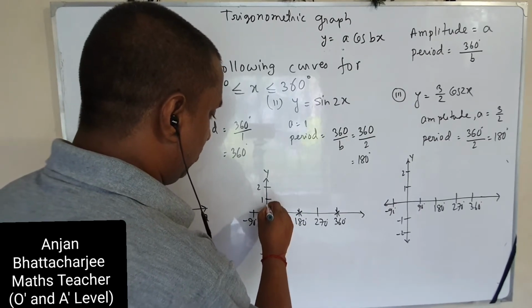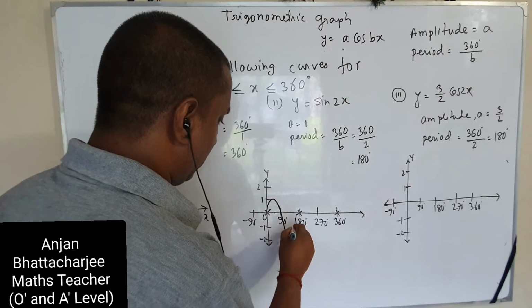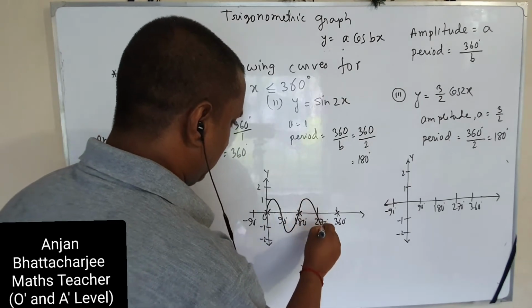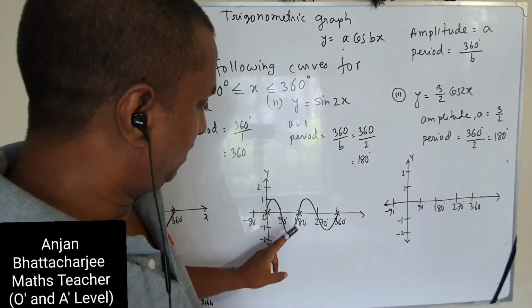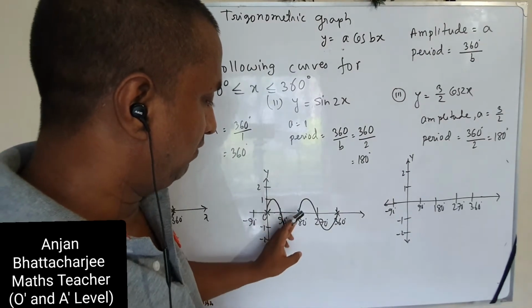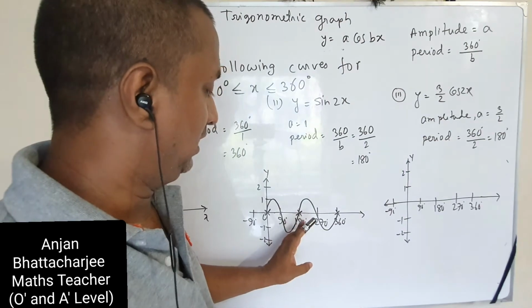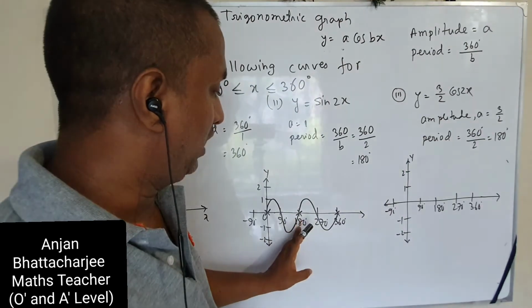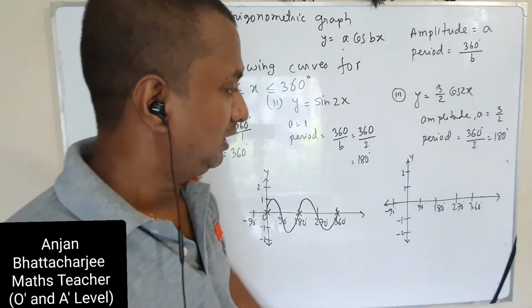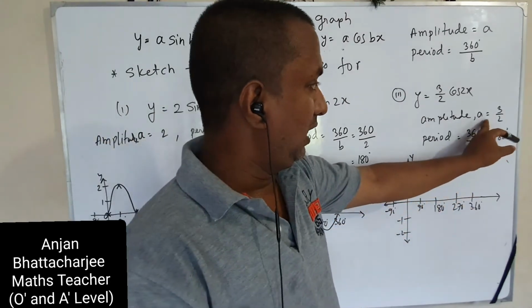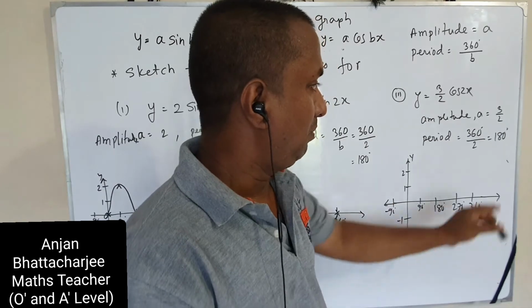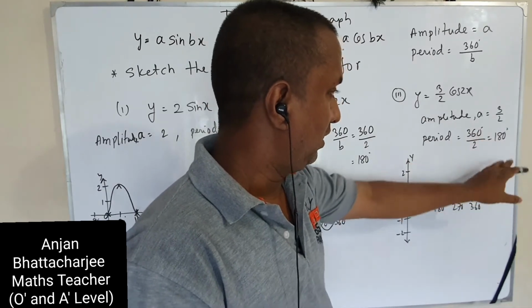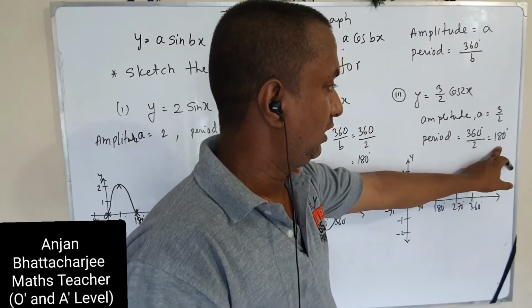So let me do some graph here, and then yes, see, maximum 1, minimum -1, one complete curve within 0 to 180, and the same thing repeated from 180 to 360. See here, a equals 1.5, it goes maximum 1.5 and minimum -1.5, but it repeats after 180.